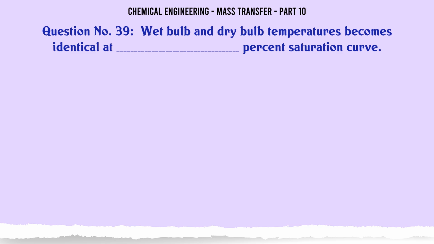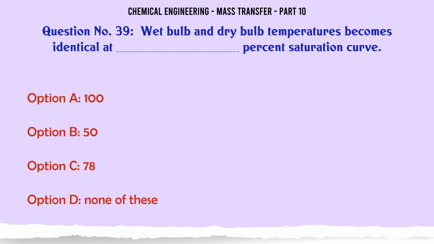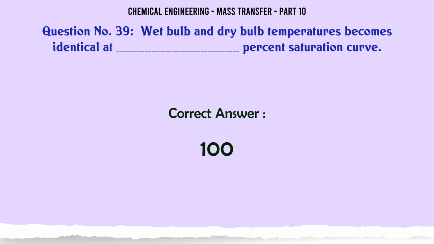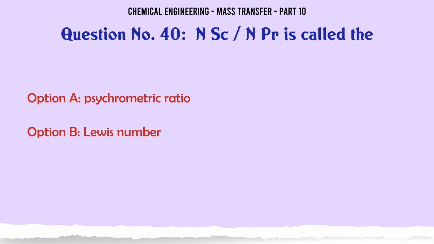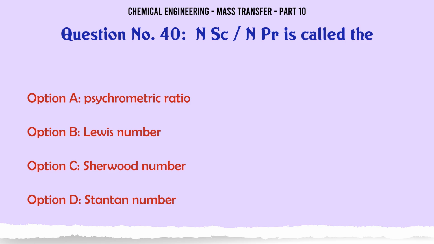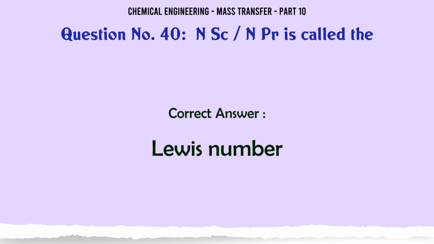Wet bulb and dry bulb temperatures become identical at percent saturation curve. A. 100. B. 50. C. 78. D. None of these. The correct answer is 100. NSc/NPr is called the A. Psychrometric ratio. B. Lewis number. C. Sherwood number. D. Stanton number. The correct answer is Lewis number.